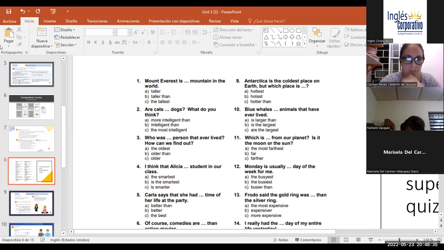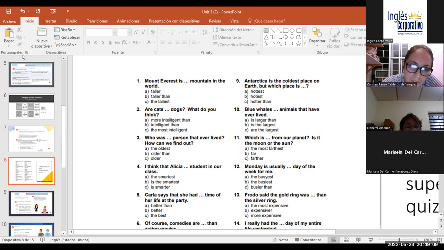El número dos. Cats. More intelligent than dogs. Ajá, cabal. Ese tiene que ser little A. Está comparando, ¿verdad? Sí. More intelligent. Okay. Number three. Number two is little A. Yes. Ajá.